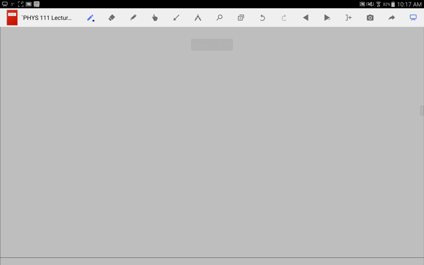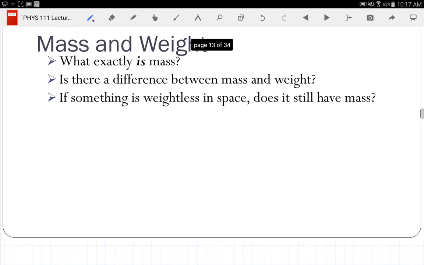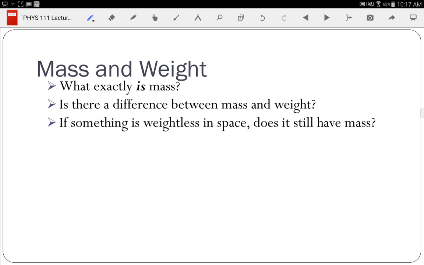We got 3 minutes left, and I am halfway through the slides. That probably means that we're not going to get all the way through.